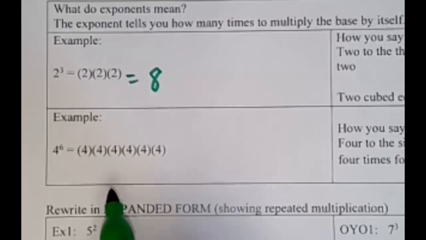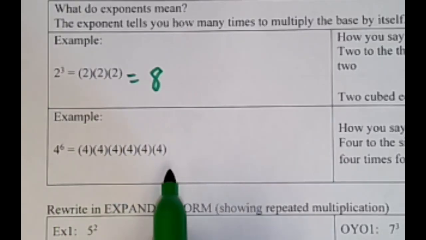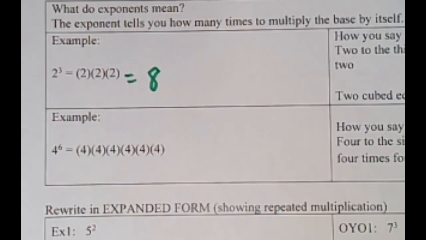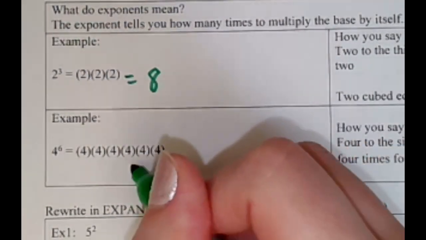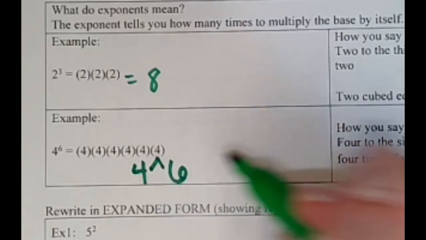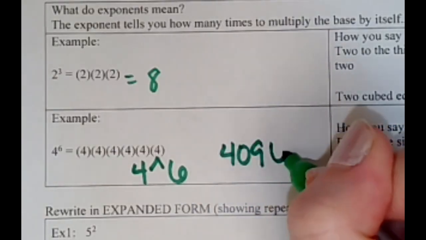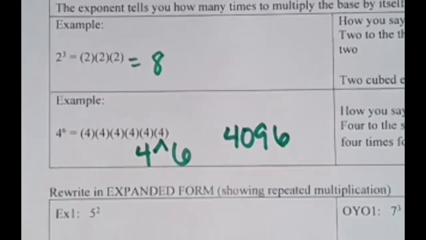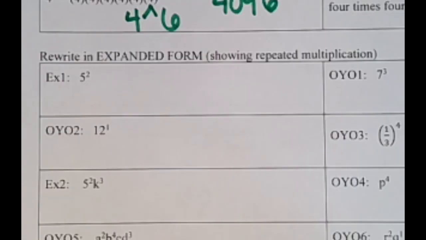And then for this one, it's 4 to the power of 6. That's 4 times itself 6 times. So in your calculator, you could plug 4 times itself 6 times, or do 4 to the power of 6 in your calculator, and that would give you 4,096.